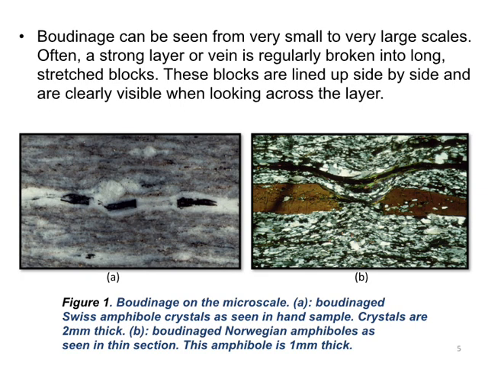The second figure, that is B, is a thin section view, that is, a microscopic view. Here, the amphibole has undergone boudinage and is seen as segmented blocks within a ductile matrix. Each amphibole boudin is around 1 mm thick. The orientation and alignment of the blocks help geologists to interpret the direction as well as the intensity of stretching.